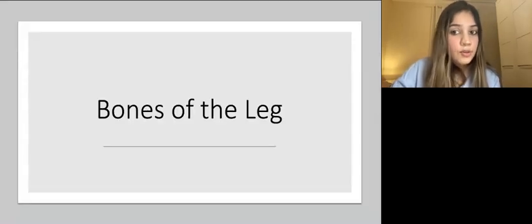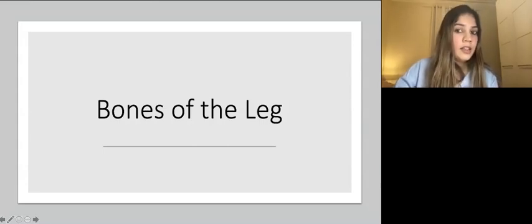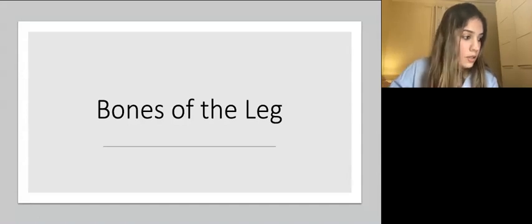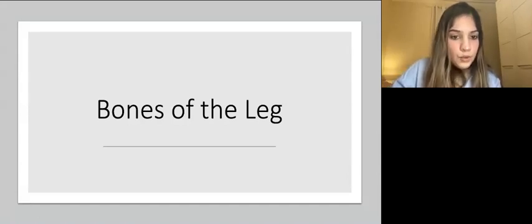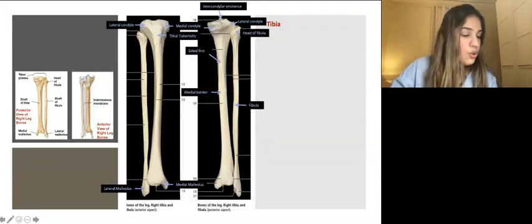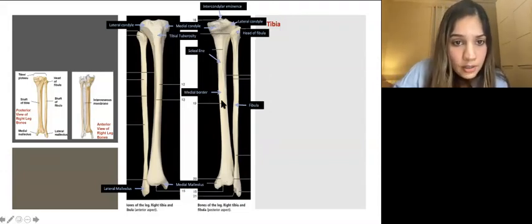So we'll move on to bones of the leg. Can anyone just tell me, between the knee and the ankle, what are your two major bones? Yeah. So tibia and fibula. We'll just go into that in a little more depth. So the tibia is the weight-bearing bone. It's the larger one of the two.